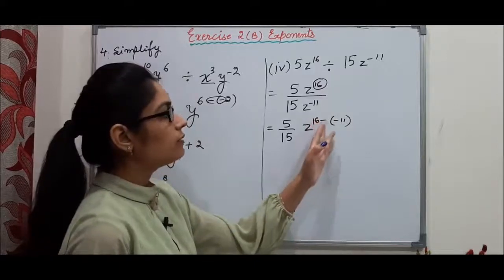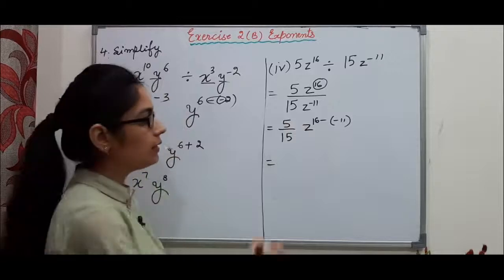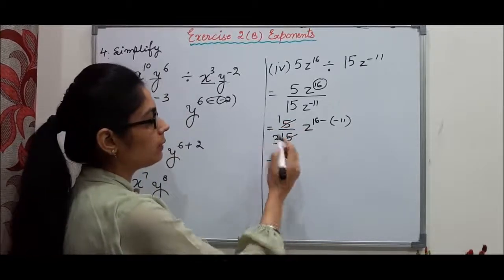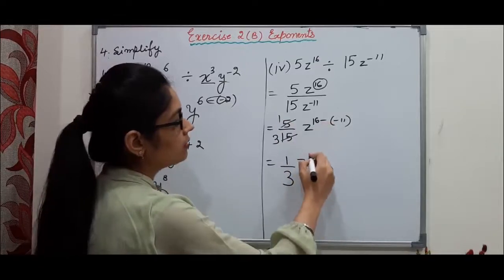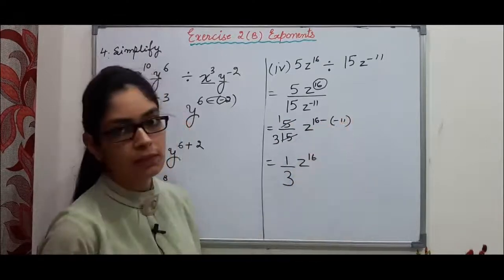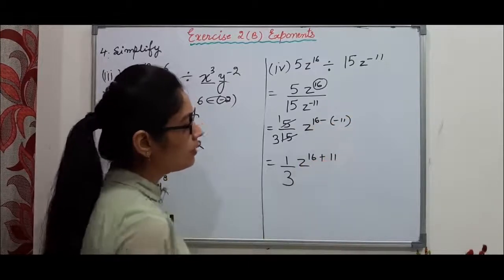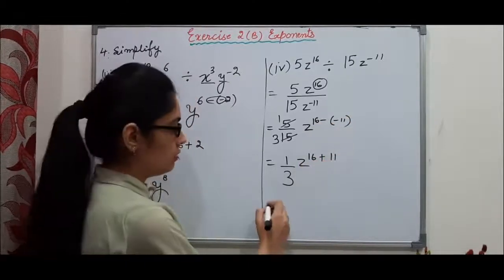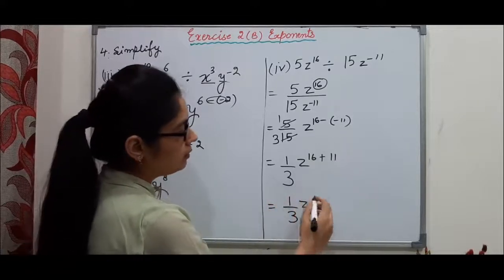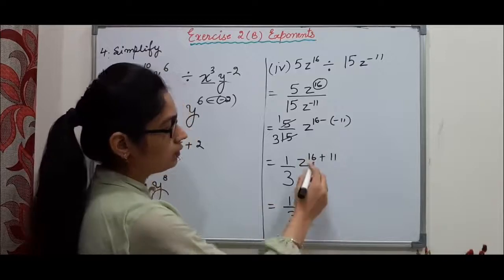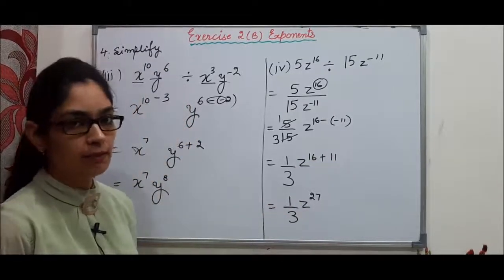So z to the power 16 minus minus 11. These two we can do the cancellation, 5 into 1, 5 into 3. So 1 by 3 z to the power 16, two signs together, minus minus, plus. So these two will make a single sign, 16 plus 11. So 1 by 3 z to the power, this we can add, so it is 27. So 1 by 3 z to the power 27.